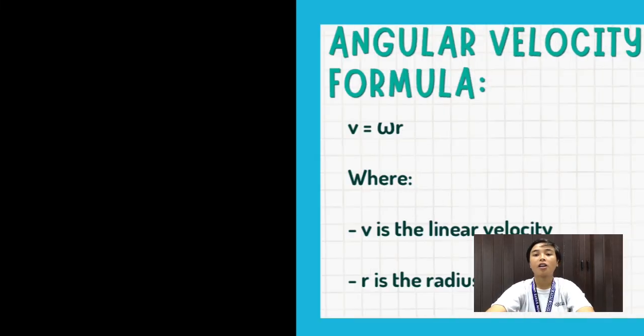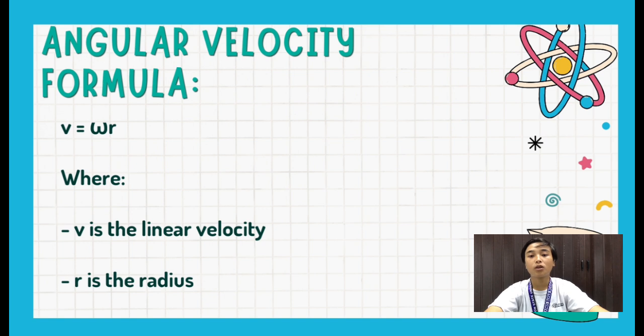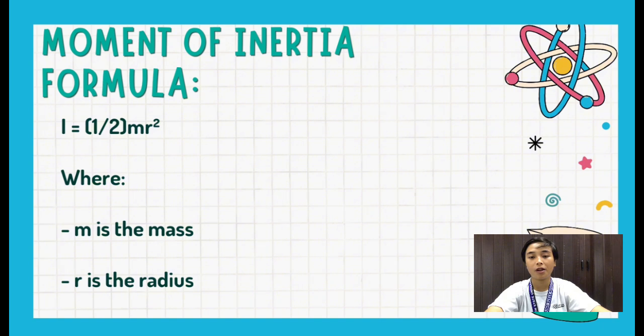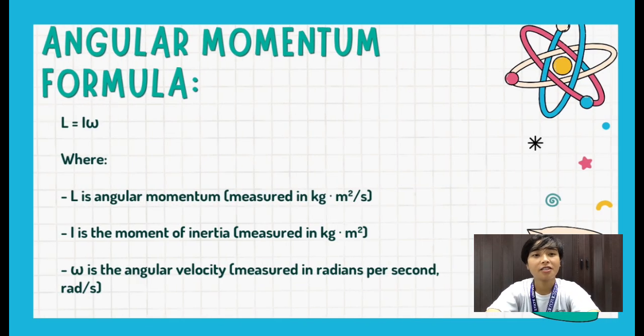So formulas. Angular velocity formula. V is equal to WR, where V is the linear velocity and R is the radius. So moment of inertia formula. I is equal to 1/2 mr squared, where m is the mass and r is the radius. Angular momentum formula. So L is equal to IW, where L is angular momentum measured in kilogram meter squared per second, and I is the moment of inertia measured in kilogram meter squared. W is the angular velocity measured in radians per second.